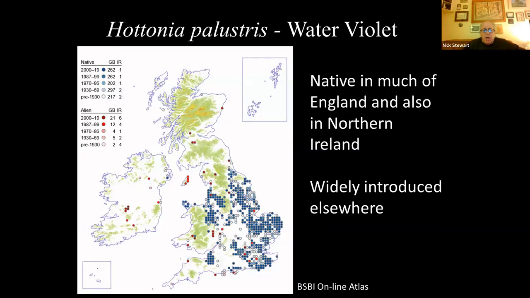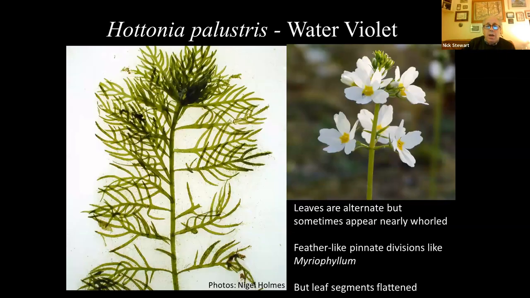Also in this group is a plant that's native in a lot of England, which is water violet, and also regarded as native in Northern Ireland. But water violet is also quite widely introduced in other places. So it's worth including here.